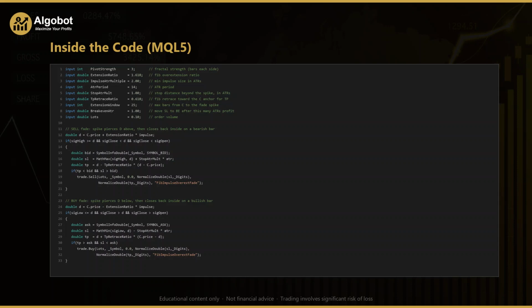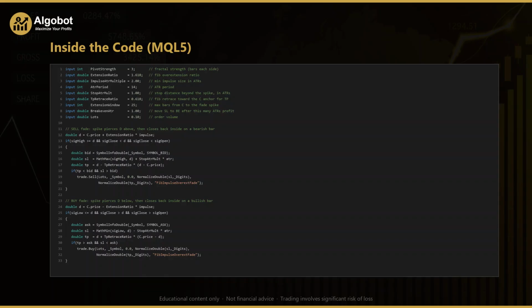The buy block mirrors this exactly. Point D is projected below the market, as C price minus the extension ratio times the impulse. The strategy checks that the bar's low pierced below D, that the close recovered above D, and that the bar closed bullish. If the target is above the ask and the stop below it, the trade.buy call places the order, with the stop beyond the spike low and the target a retrace towards C.